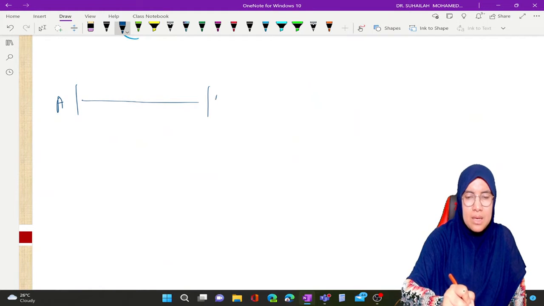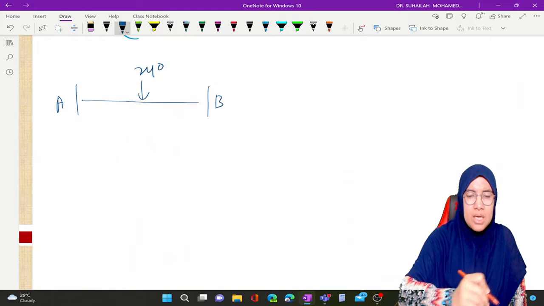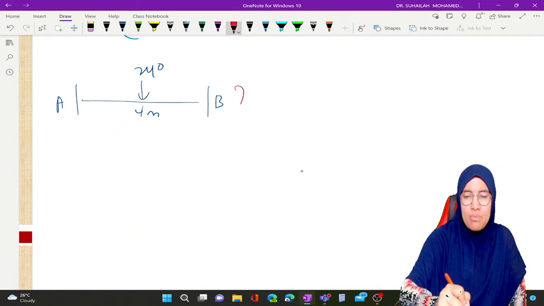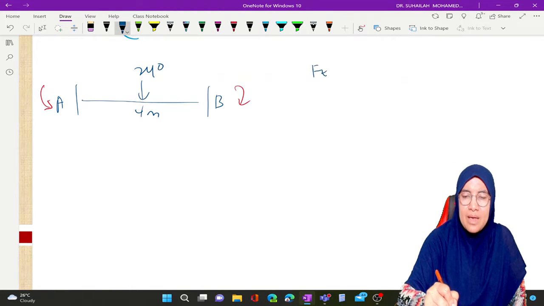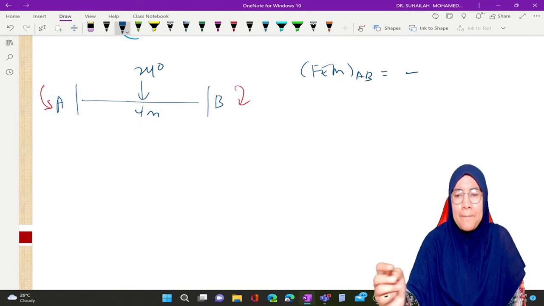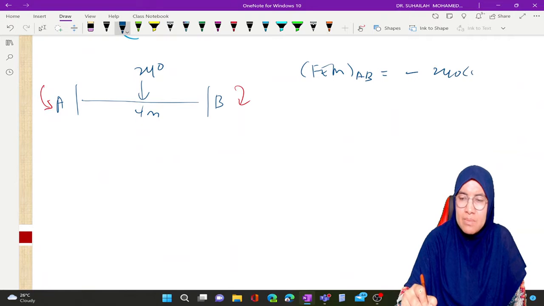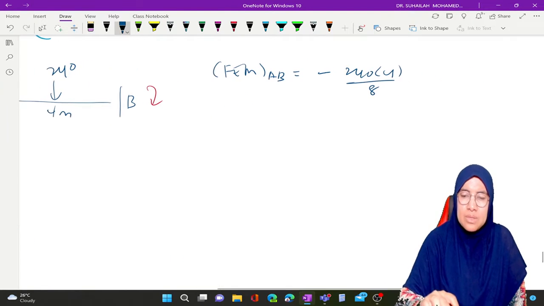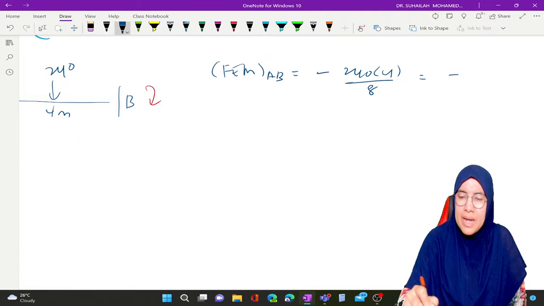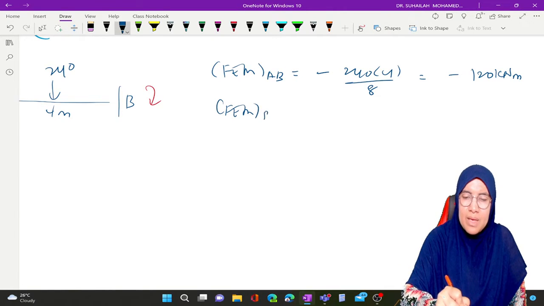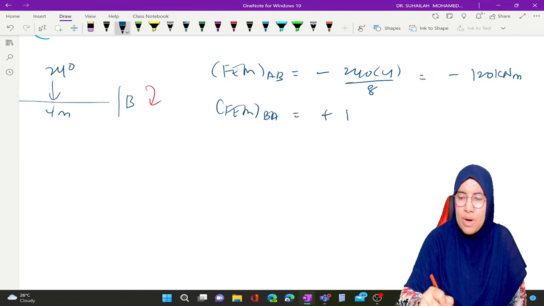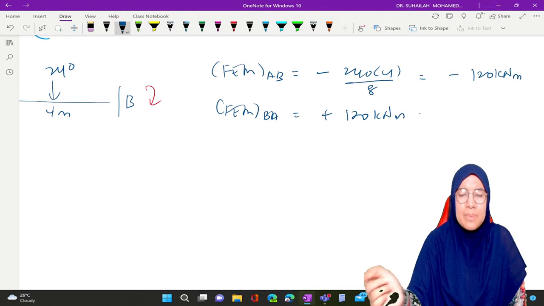This is AB, 240, 4 meter. Moment acting in this direction. So it is FEM for AB. This is negative PL over 8: 240 times 4 divided by 8. So this will equal to negative 120 kilonewton meter. So we get FEM for BA positive 120 kilonewton meter.